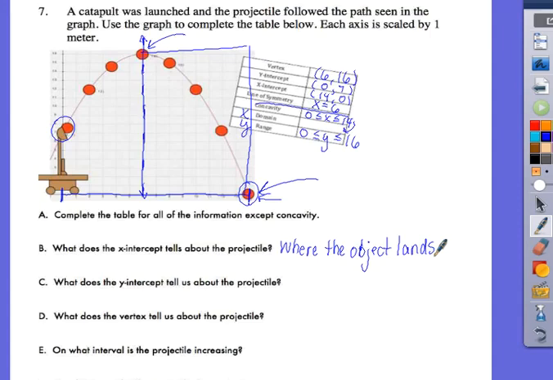Okay, what about C? What does the y-intercept tell us about the projectile? Here's the y-intercept. What does that tell us? The height? The highest point? The highest point?